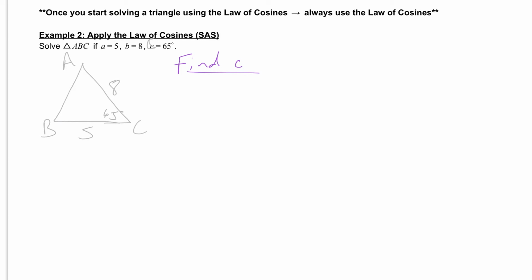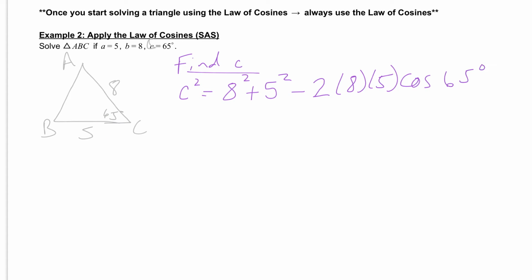And to do that, we know that c squared is going to be equal to, now remember we're taking the squares and adding them together of both of these sides. So 8 squared plus 5 squared minus 2 times the product of these two sides, so times 8 times 5 times the cosine of c. So if c is over here, we're taking the cosine of c, which is 65 degrees. Since we're just solving for c, let's go ahead and plug all of this into our calculator.